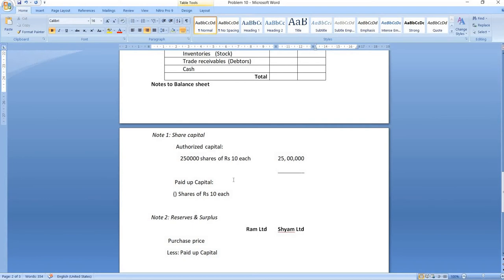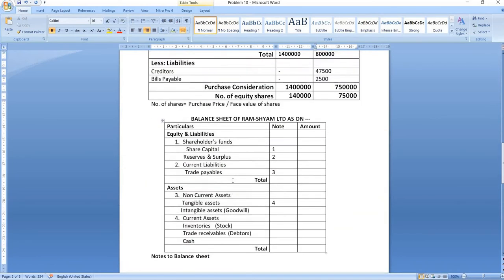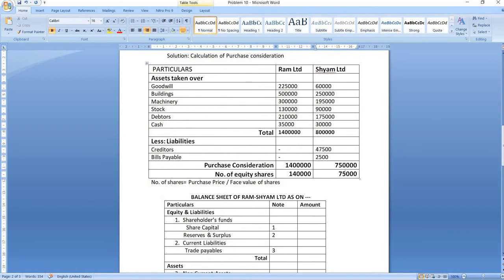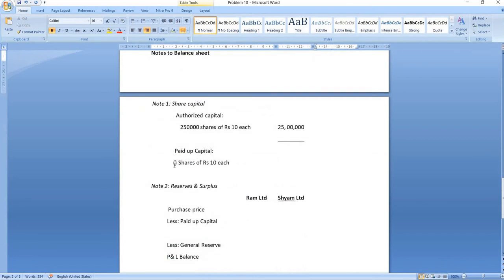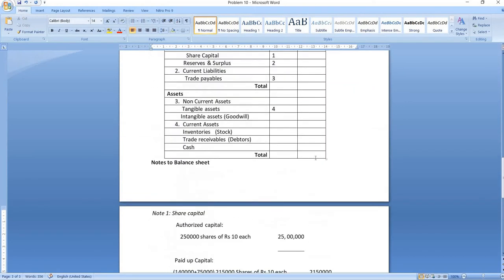Now what is the paid up capital? Paid up capital is nothing but the shares which are issued to both these companies. So we have to make a total of this 1,40,000 shares plus 75,000 shares. We will write it here. Paid up capital 1,40,000 shares plus 75,000 shares. That will be 2,15,000 shares of rupees 10 each. So the paid up capital will be 21,50,000. So this will be shown in the balance sheet here.